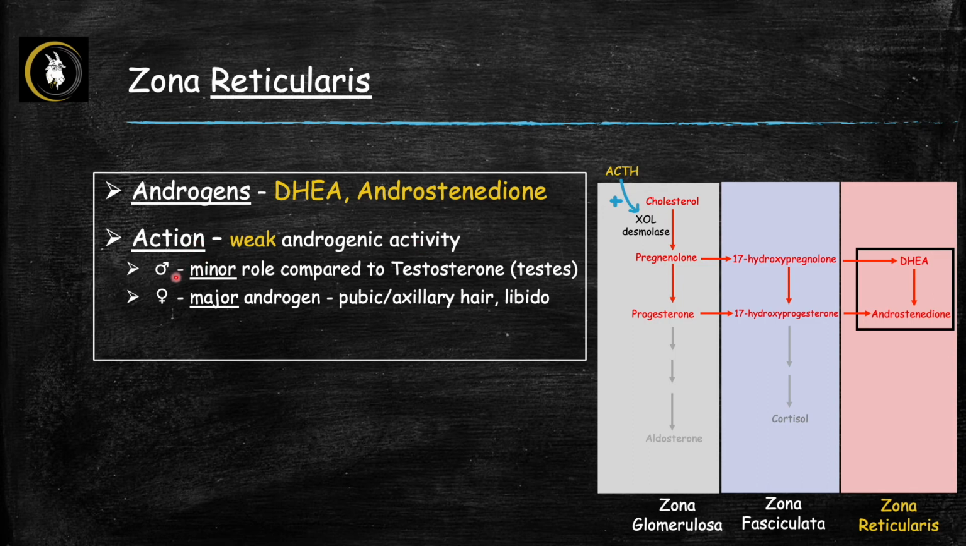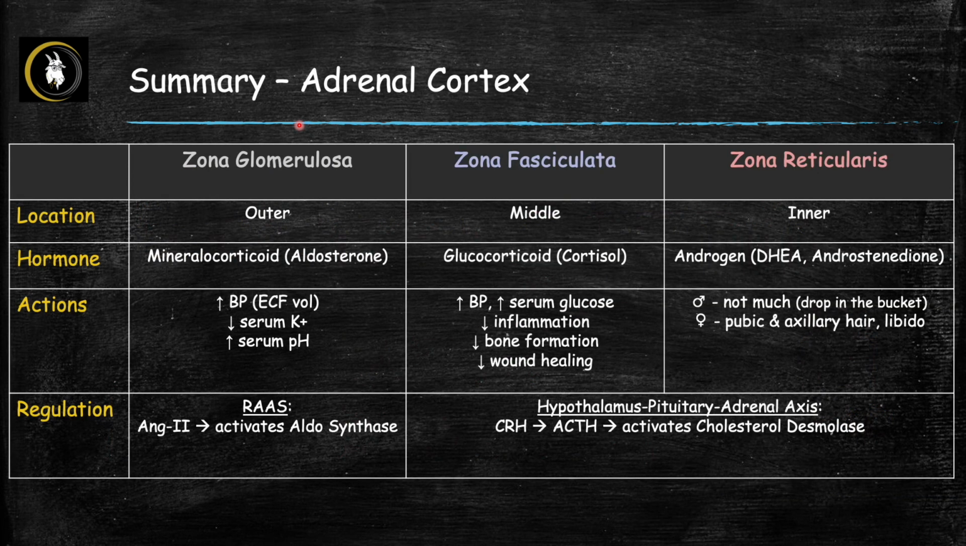So males already produce a lot of testosterone in their testes, and testosterone is way more potent. Therefore, these 2 androgens, DHEA and androstenedione, only have a very minor role in males. However, in females, this is the major androgen because there is no testes, there is no testosterone. Therefore, in females, this DHEA and androstenedione that's made in the adrenal cortex is actually the major androgen, and therefore it's responsible for the changes that you see in female in puberty, which is the pubic and axillary hair, as well as libido.